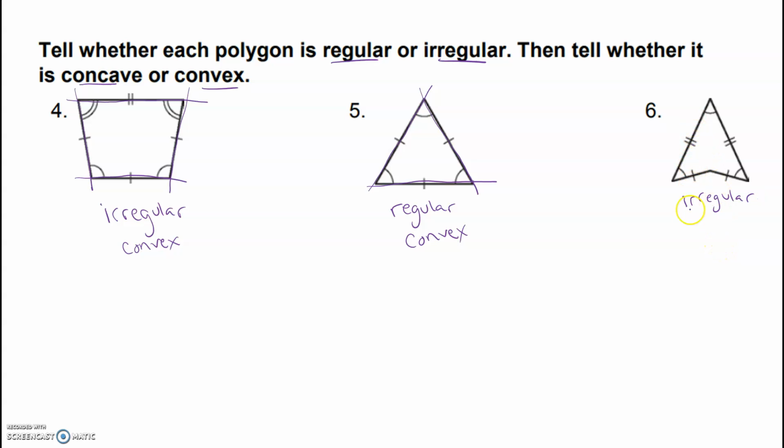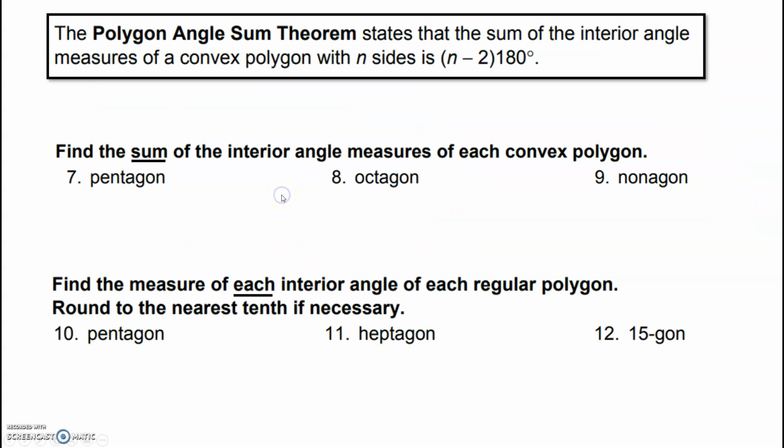Because those side lengths are definitely not the same, and all of our angles are not the same. And then convex or concave. Let's see if it ever goes inside that cave. Nope. Nope. Uh-oh. Right, we went in the cave. We're going to call this concave. All right, so that's regular versus irregular and concave versus convex.